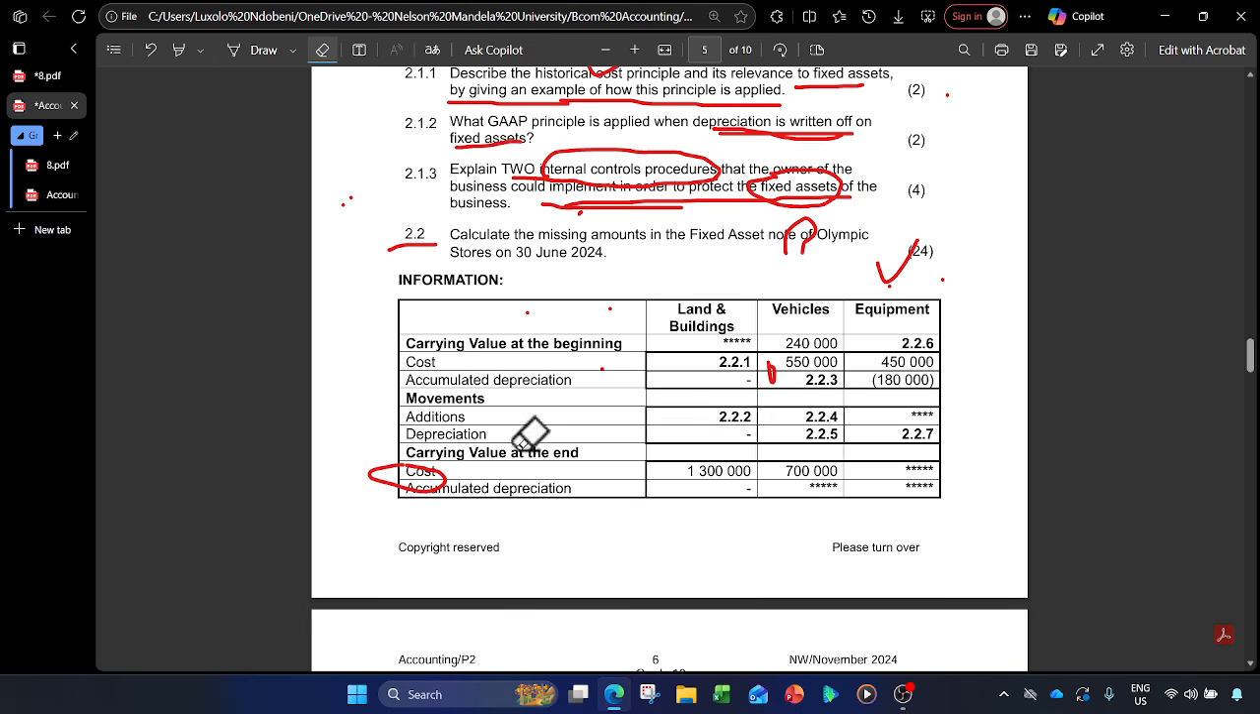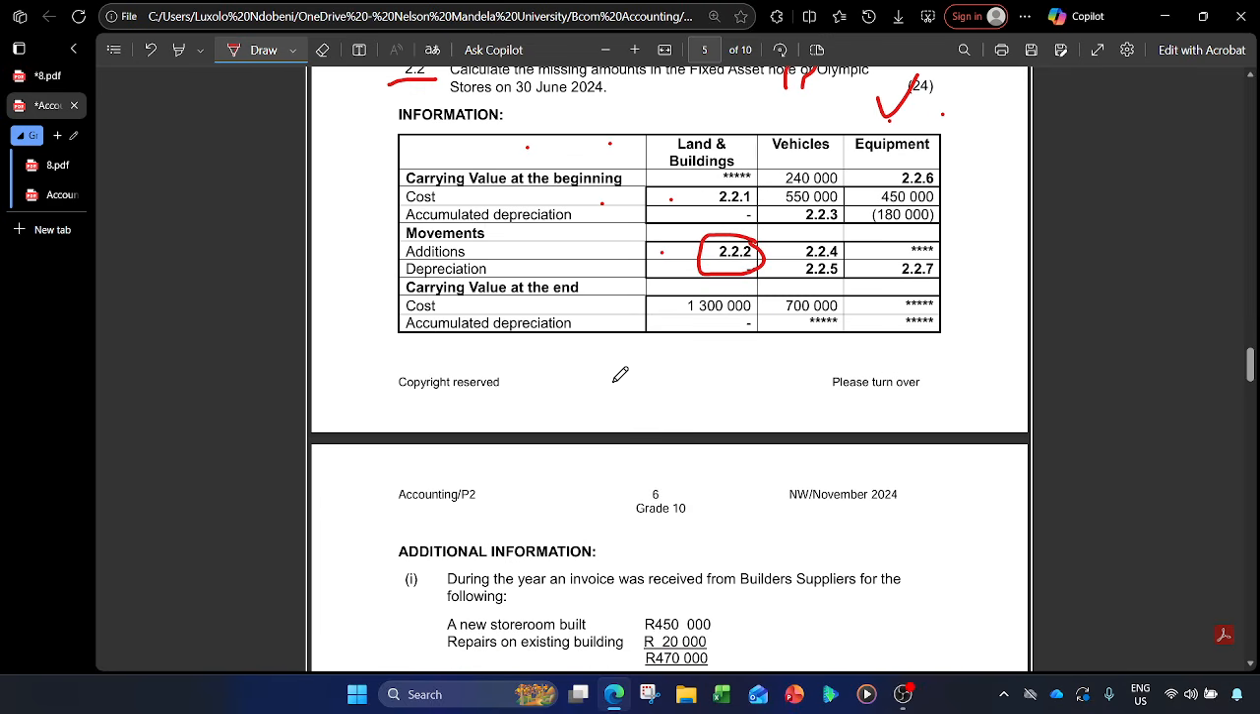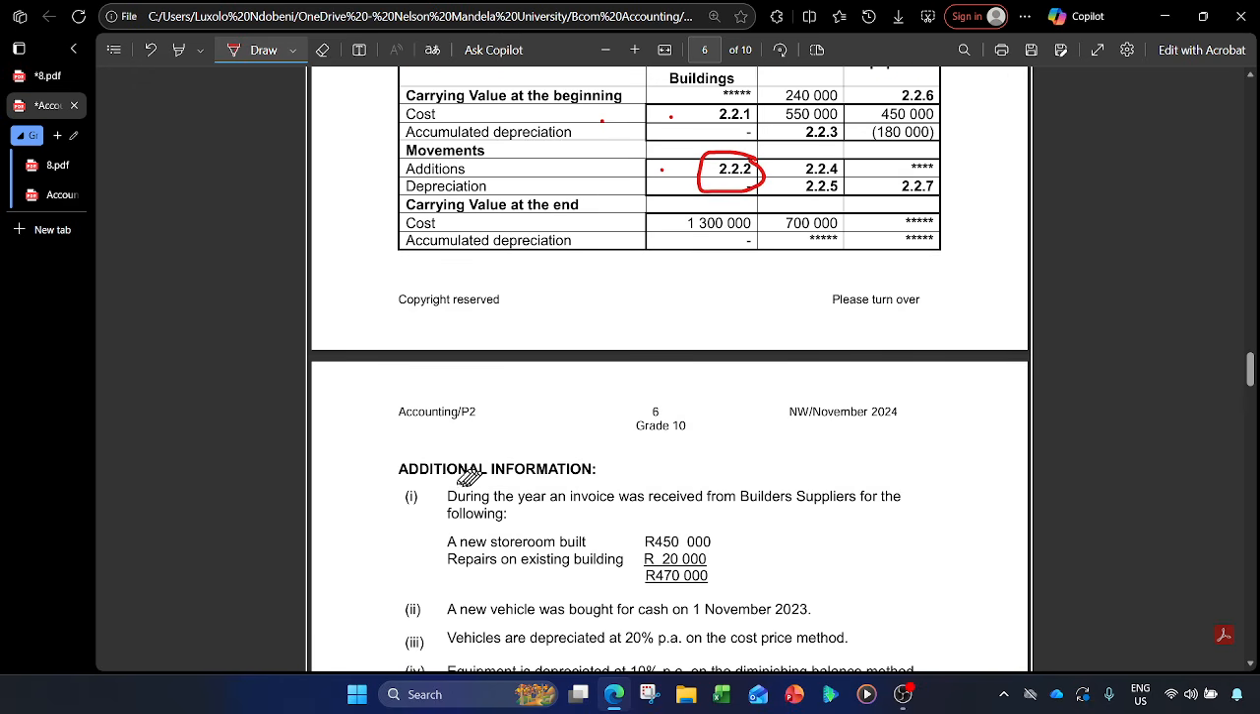Yeah, so it's 2.2.1. It is the cost at the beginning of land. And as you can see, guys, in additions, there is an addition here. There was something, but before you calculate anything, go to the additional information to see if there were any changes during the year, right? So Roman figure number one, talking about the land and building.